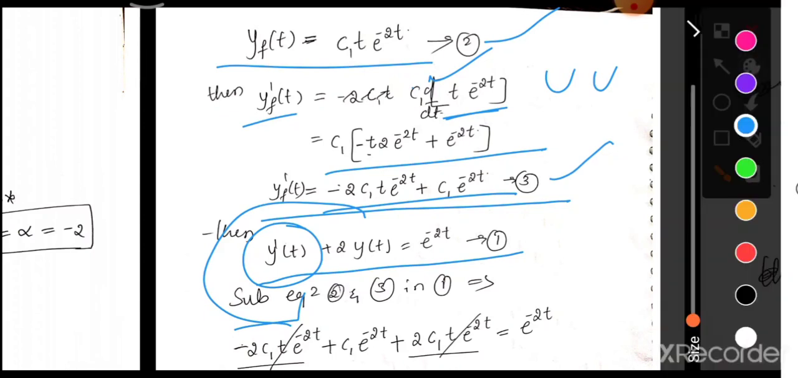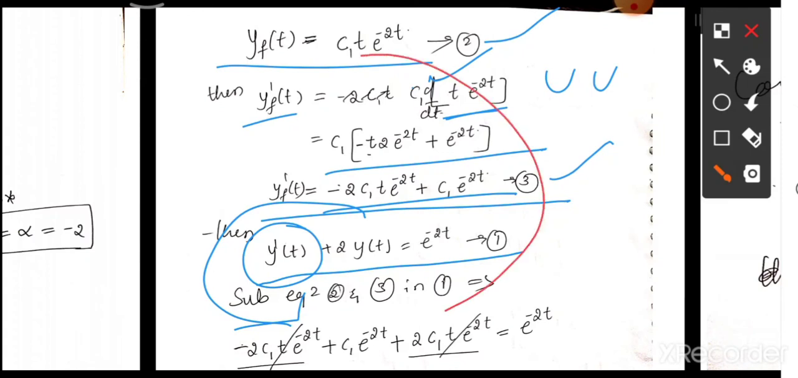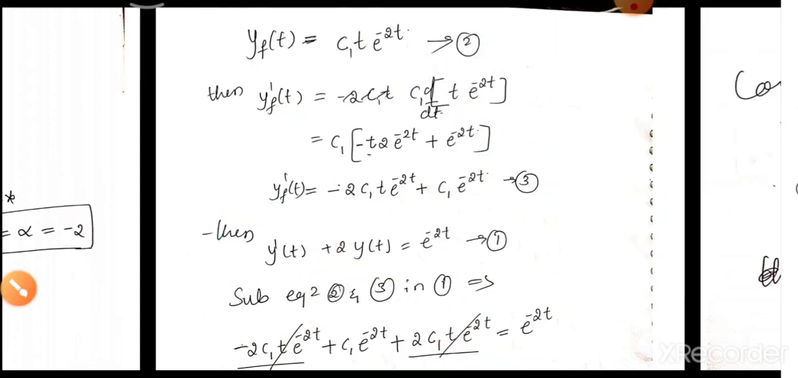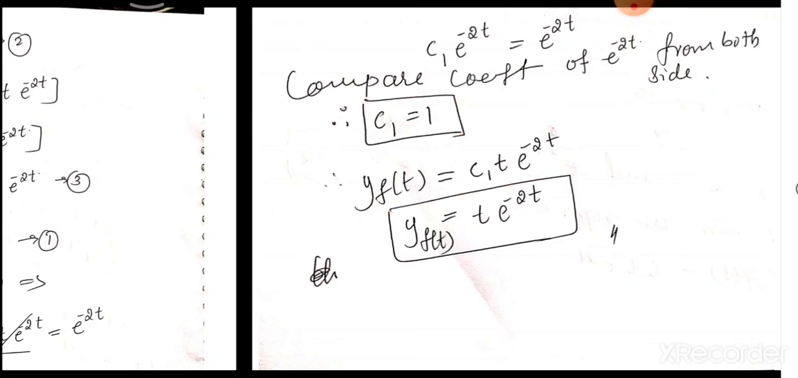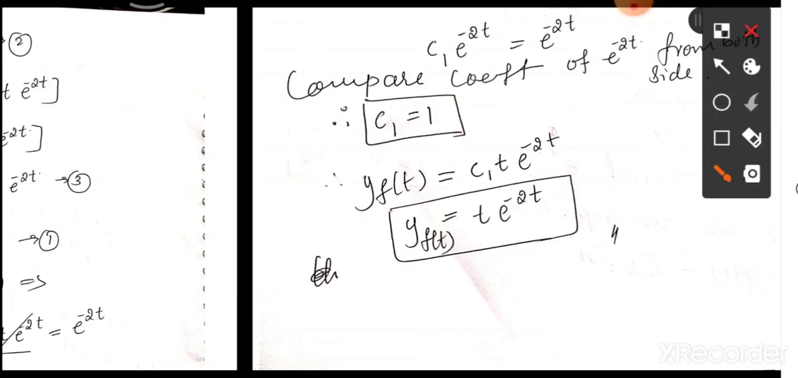And then yf of t is this one, so the equation has 2 into y of t, that is 2 into c1 t e raised to minus 2t. Observe, it is minus 2 c1 t e raised to minus 2t and plus 2 c1 t e raised to minus 2t, so these two cancel, equal to e raised to minus 2t. Compare the coefficient of e raised to minus 2t, and you get c1 equal to 1. Then we substitute in the forced response equation, so yf of t will be t into e raised to minus 2t.